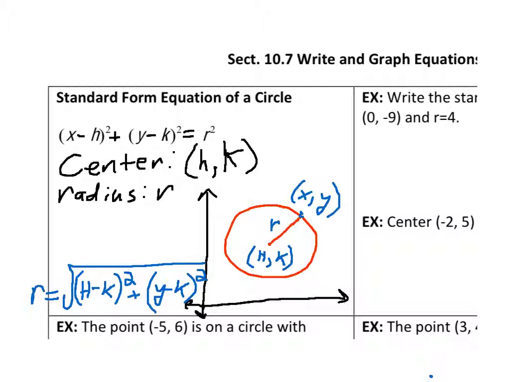This should not be h right here. This should be x. So instead of h it should actually be x. So it should be x minus k plus y minus k. All right, so I apologize. Change that in your notes. That should be x minus k.